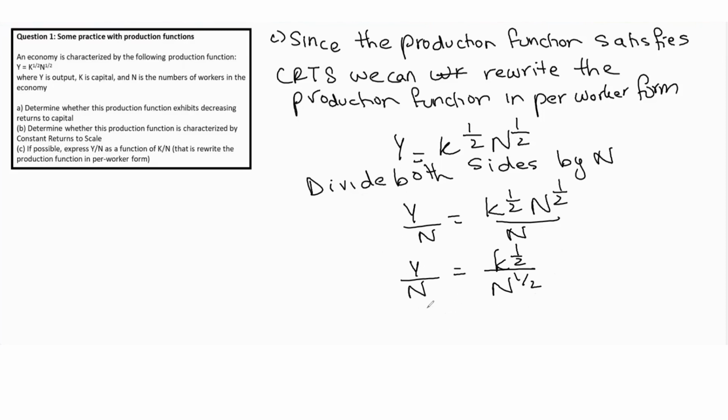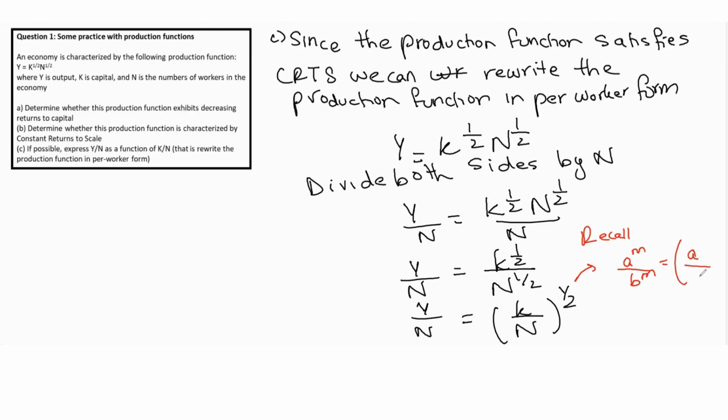Now we can further simplify this as y/n is equal to (k/n)^(1/2). Here again we're using an indices rule, if you recall: if we have a^m / b^m, when we have a common power over a ratio, we can take that power common. You can think about it like this: when you're taking the same power of the two components of a ratio, we can write it as the power of the entire ratio. So a^m / b^m is (a/b)^m.